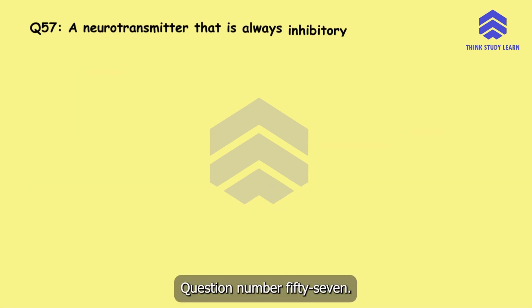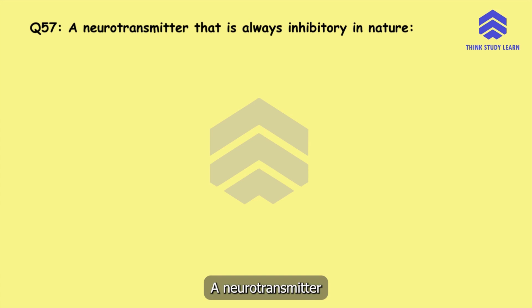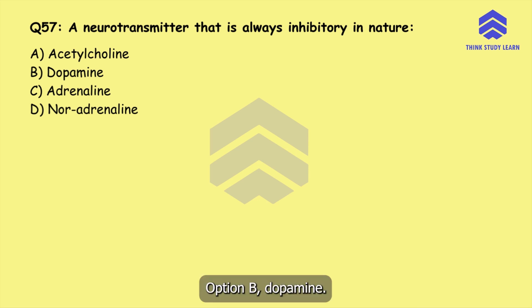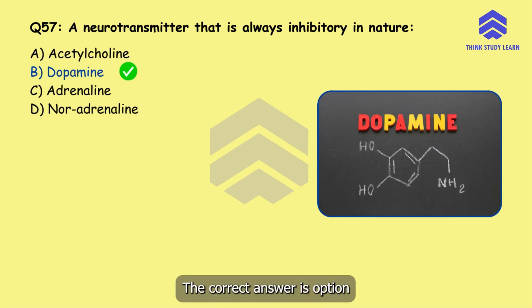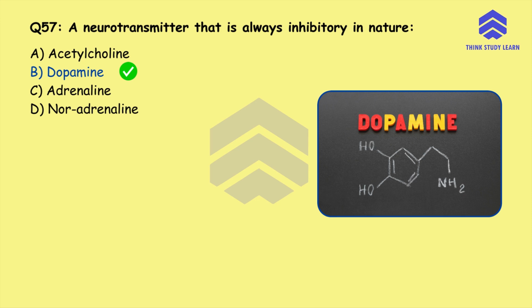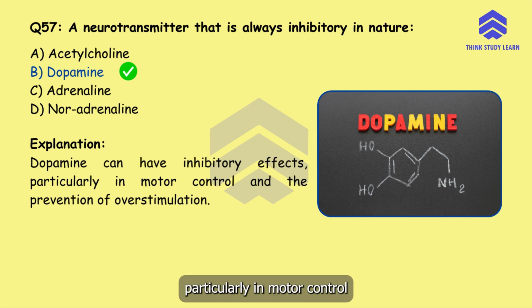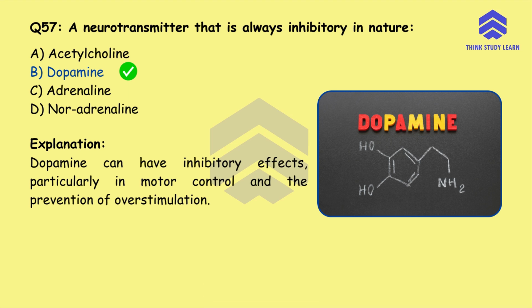Question number 57. A neurotransmitter that is always inhibitory in nature. Option A, acetylcholine. Option B, dopamine. Option C, adrenaline. Or option D, noradrenaline. The correct answer is option B, dopamine. Dopamine can have inhibitory effects, particularly in motor control and the prevention of overstimulation.